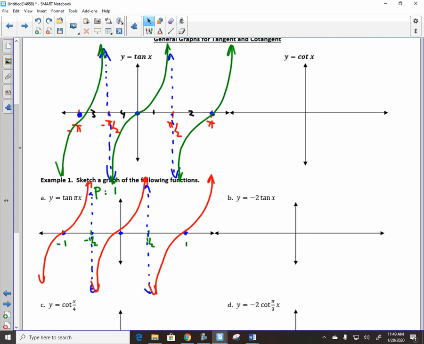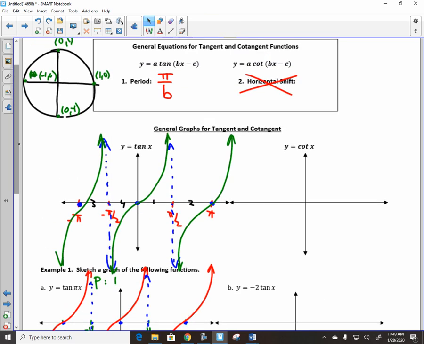Here we go. Cotangent of x. How is cotangent different than tangent? Okay, they're reciprocal. So instead of y over x, it's x over y. So let's consider that. First of all, it's going to repeat itself every pi units. So I have pi, negative pi, pi over 2, negative pi over 2. Awesome.